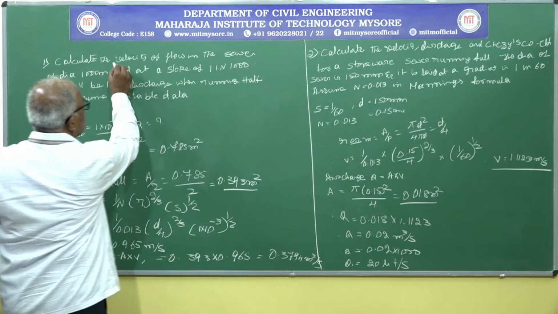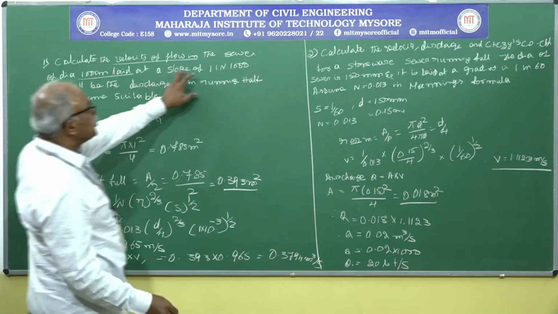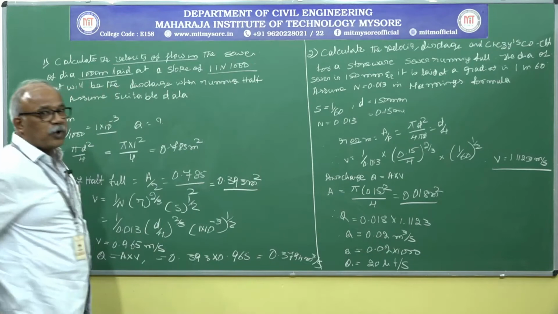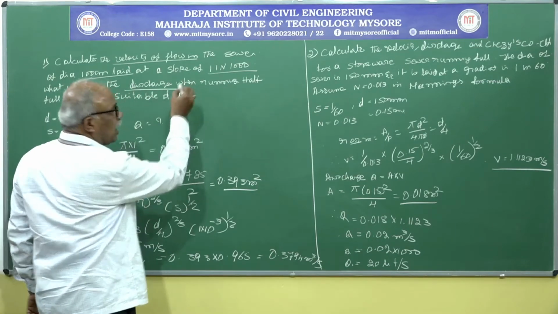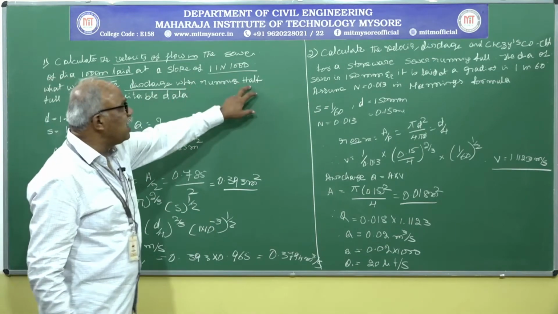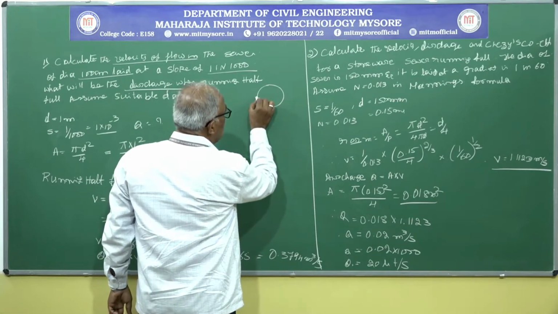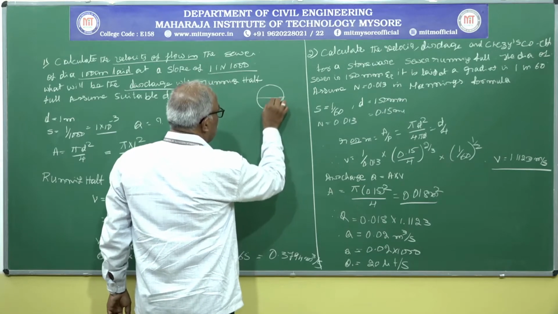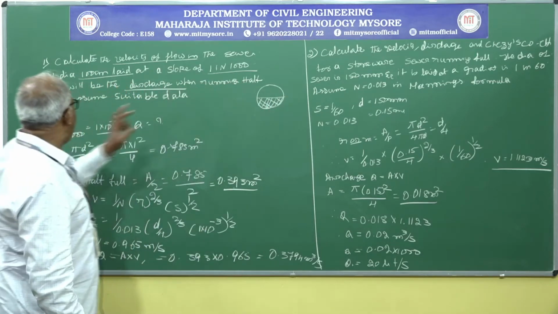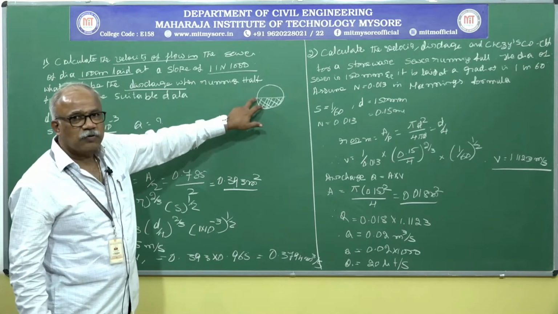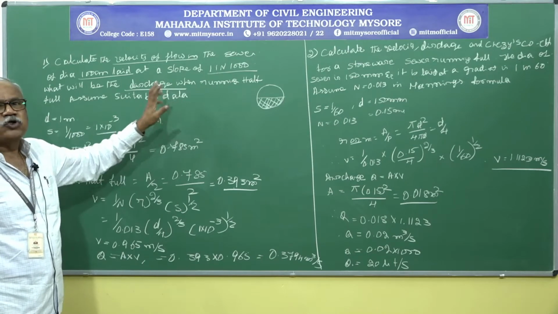Calculate the velocity of flow in the sewer of diameter 100 centimeter laid at a slope of 1 in 1000. Then what will be the discharge? We want to calculate the discharge also when running half full. Running half full means the wastewater will be flowing in half of the sewer's portion. Assume suitable data.